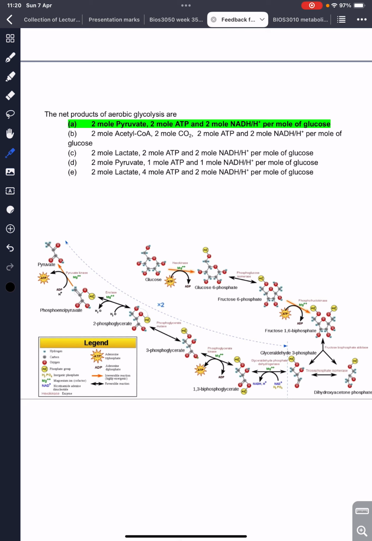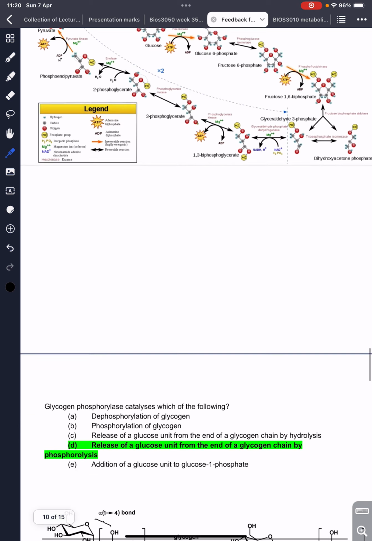And we also get 2 molecules of NADH, which we have here in this step. So we get 2 molecules of NADH, which we then can funnel into the respiratory chain. So this would be the correct answer. We don't get the lactate because we are under aerobic conditions, and we don't need any fermentation processes that convert the pyruvate into lactate.